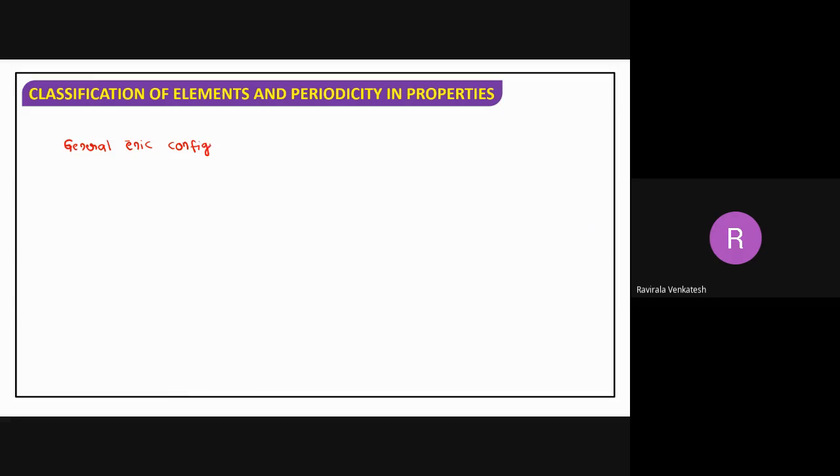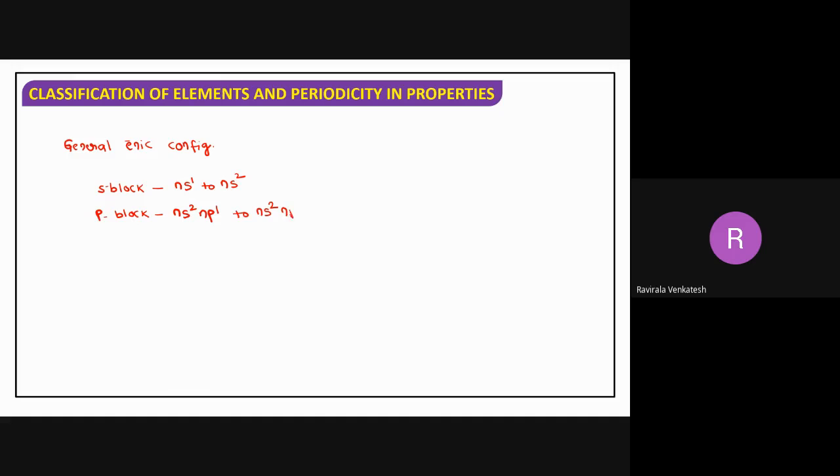General electronic configuration of the S block. Anybody? S block general electronic configuration, I just told you. Try this. This will always be a small letter only. Now, tell me. ns1 to ns2. This is the general electronic configuration, right? Now, what about the P block? The P block general configuration will be, anybody? ns2 np1 to, tell me, speak out.